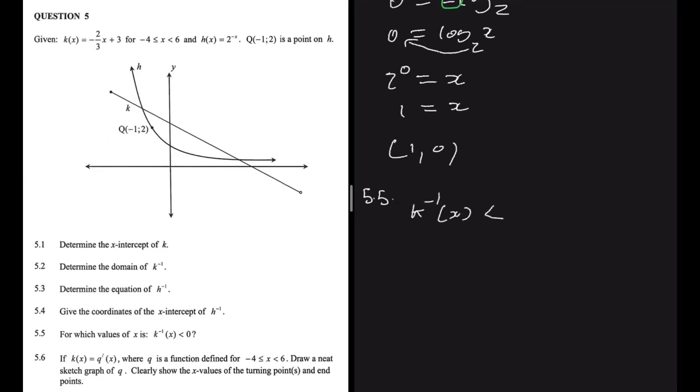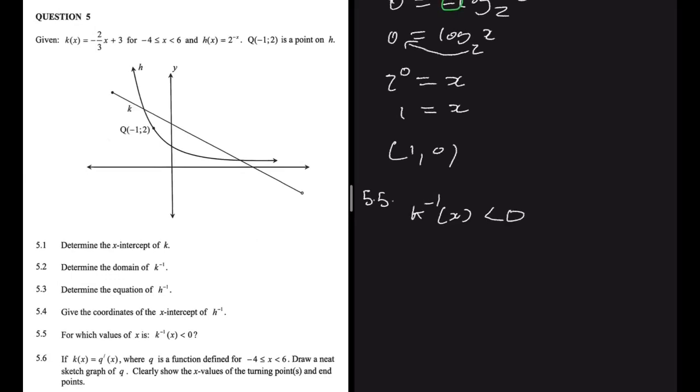And then 5.5 is saying that for which values of x is k inverse less than 0. For k inverse, we now know what the domain is, right? And we also know what the range is because of the relationship we established between k of x and k inverse, right? The domain of k of x is the range of k inverse, and the range of k of x is the domain of k inverse. But then how can we possibly find the x values for which k inverse is less than 0? Can you please let me know in the comments?